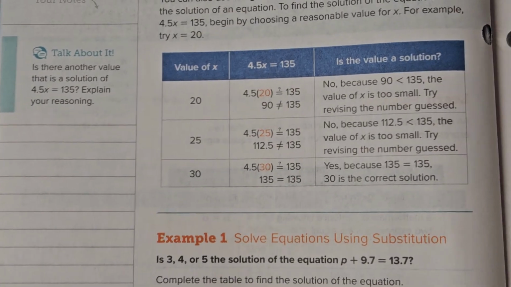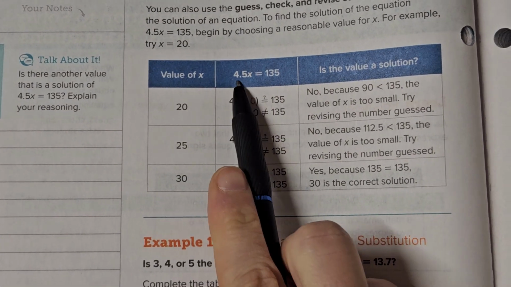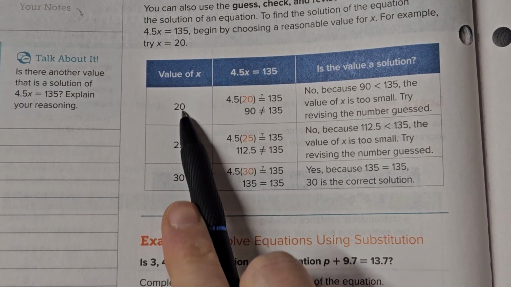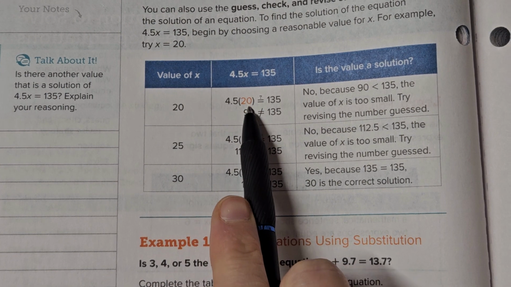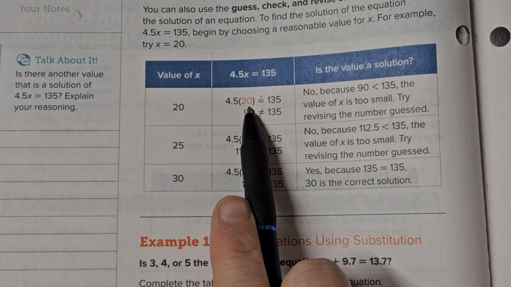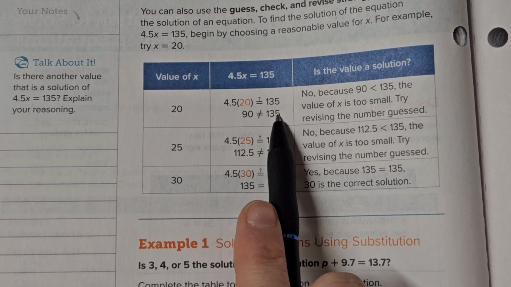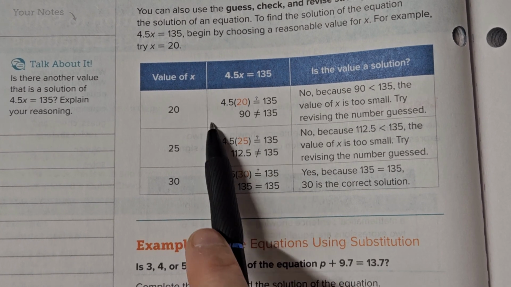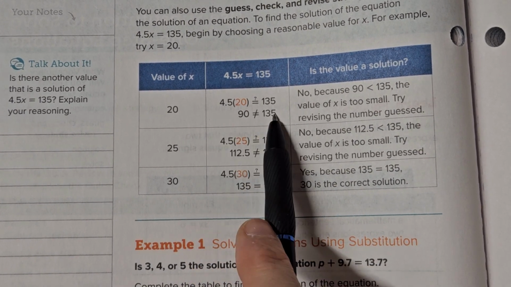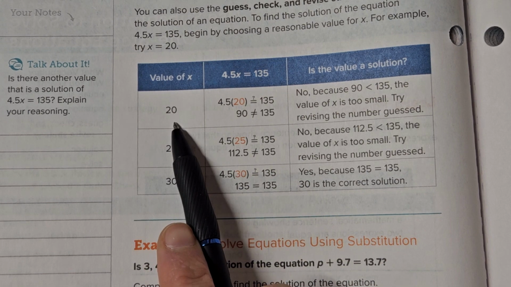All right, and you can work through these examples on your own, but they're basically the same thing. You have your equation. They give you some values for x. You put your values in, and then you try it out. And if it doesn't equal 135, in this case, if it doesn't equal what it says it should equal, then no, this isn't a solution.